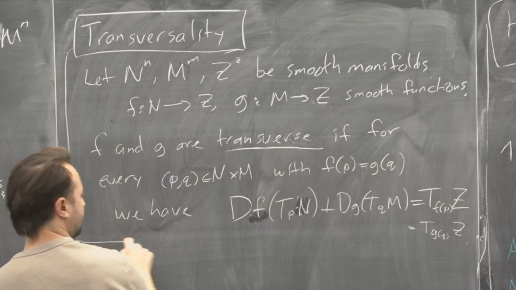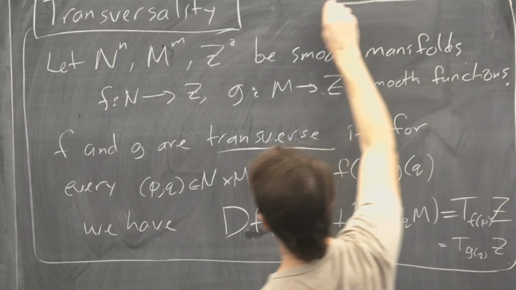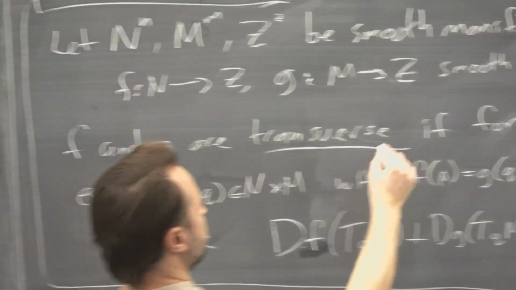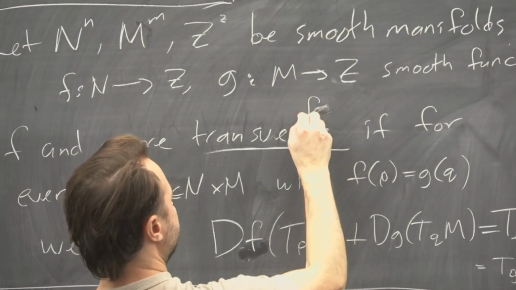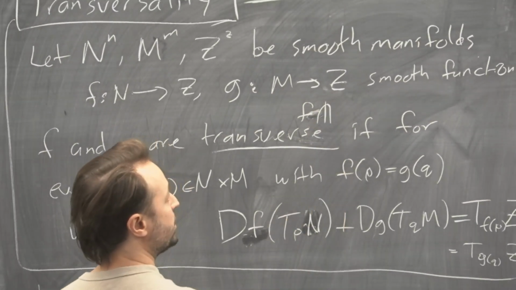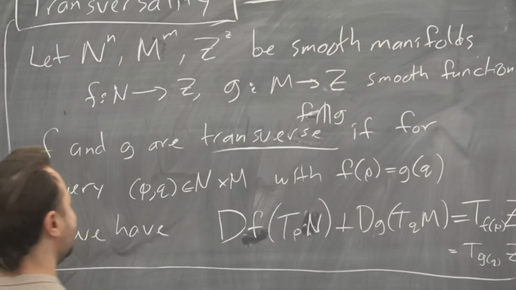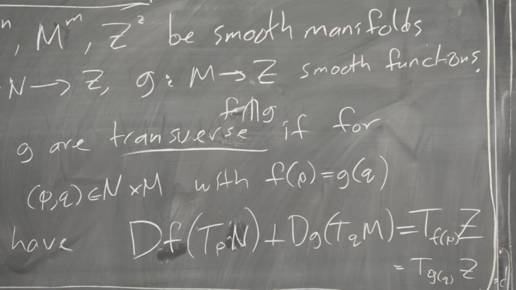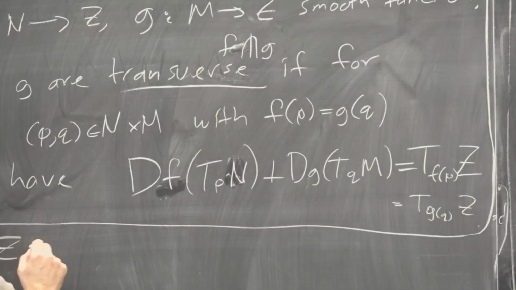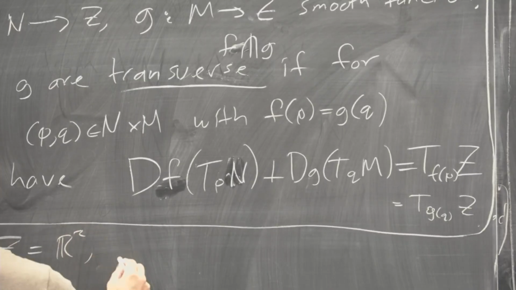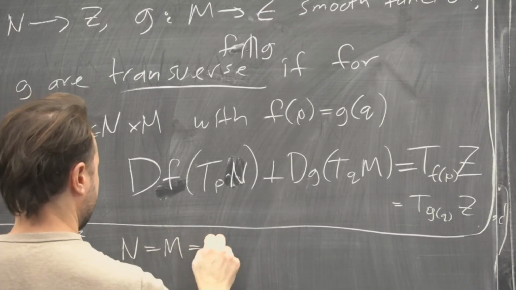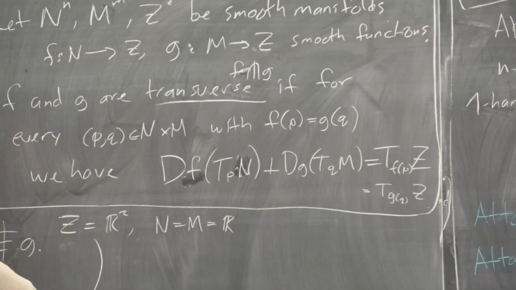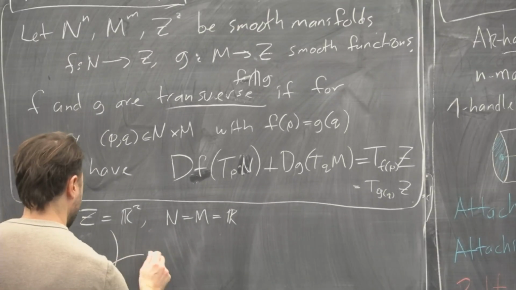It sounds weird, so let's look at examples. And there is a notation for it, with f and g, where the LaTeX command is pitchfork. So let's look at a couple pictures. Let's say the ambient space Z is equal to R2. So let these be aligned. So maybe this is the image of N. This is the image of M.